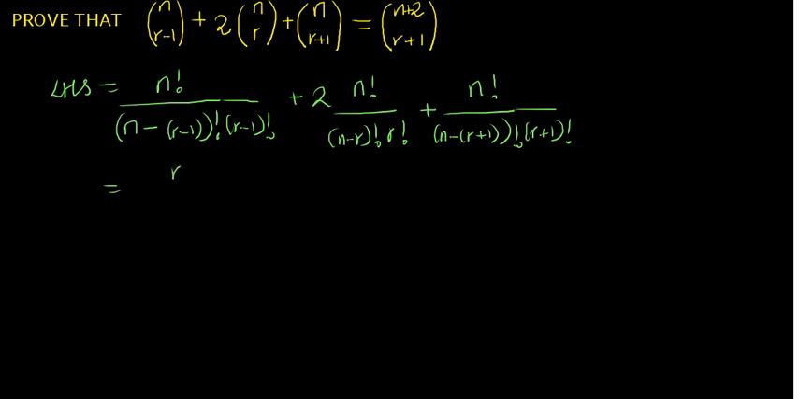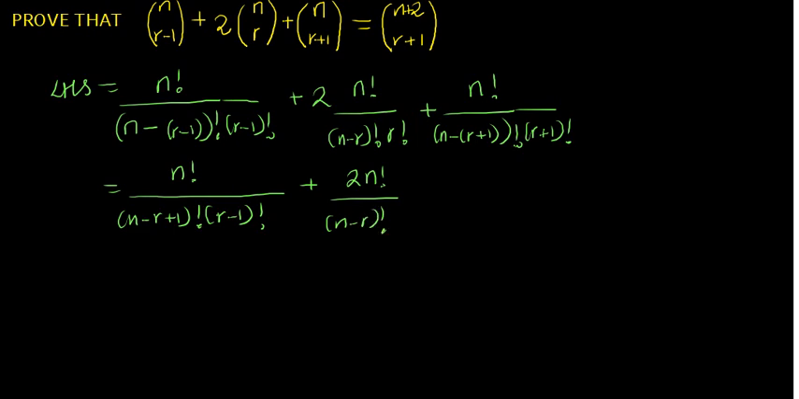So this is the same as n factorial divided by, we can distribute a negative to everything there in the denominator. So that is going to give us n minus r plus 1 factorial, and then r minus 1 factorial, and then on top we have got 2n factorial divided by n minus r factorial, and then r factorial, and then we have got n factorial divided by n, distributing the negative to what is inside, negative r, negative 1 factorial, and then r plus 1 factorial.